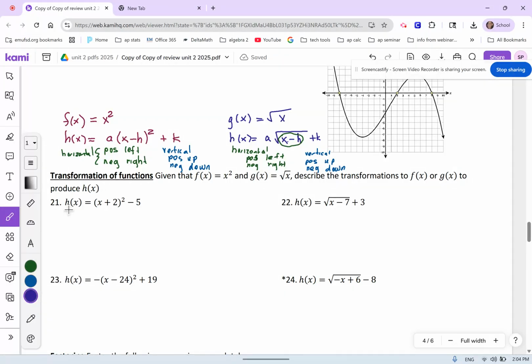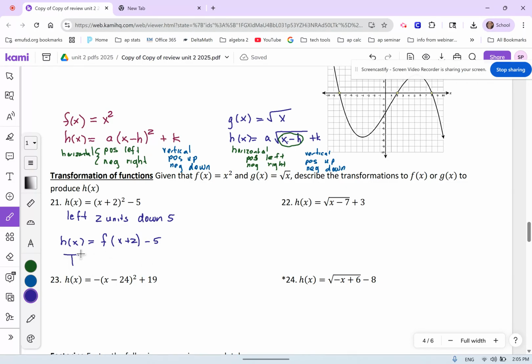Okay, so now let's take a look at h of x. We see something squared minus 5, so we know that the parent was f of x. So what's happening to this function? Since you have a positive 2, you're moving left 2 units and down 5. In function notation, h of x could be represented as, since the parent is f, f of x plus 2 minus 5. That's how you would write it in function notation.